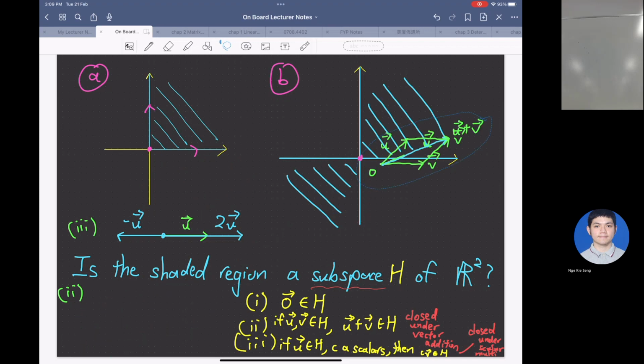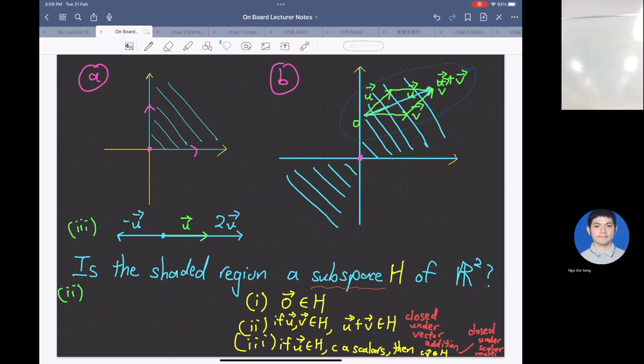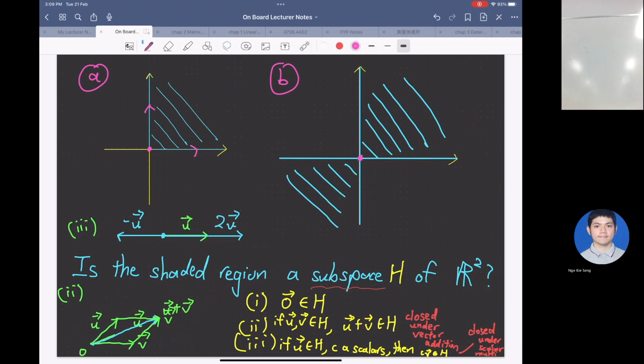Does there exist two vectors that when you add up, you go outside the region? How? Okay, so if you pick this one with this one, maybe I use white. So you pick the x-axis and the y-axis in the right way. If you pick these two, then the sum will go outside.